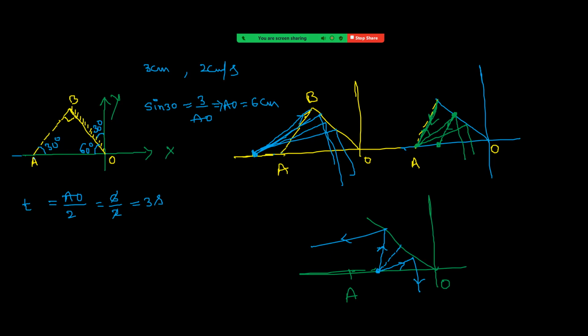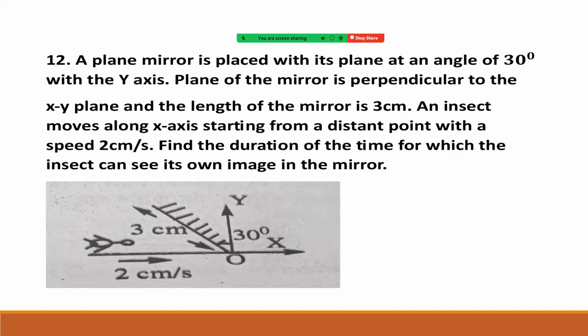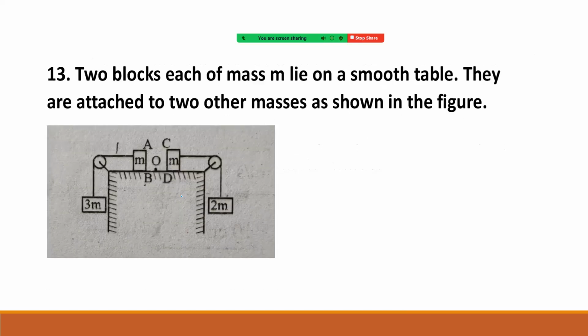If they ask from which point, if I draw the normal from this point A to here, from point A onwards, it is able to see its image up to reaching O. That means it is able to see the image because of one light ray which is incident normally on the mirror. Okay. So this is our final answer: 3 seconds. Let us see the next one.